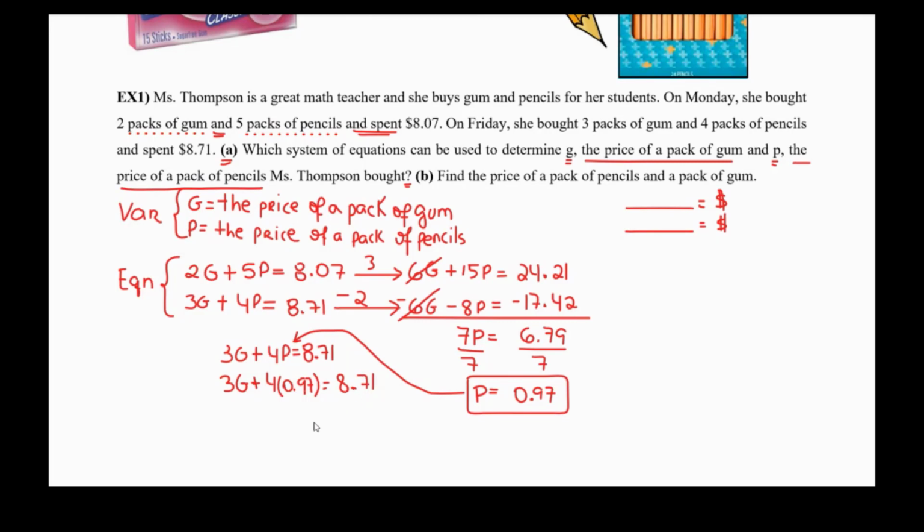8.71. Now I'm going to eliminate the parentheses. So 4 times 0.97 is 3.88 equals 8.71. Now I'm going to send the 3.88 to the other side. So this will be 3g equals negative 3.88 plus 8.71.